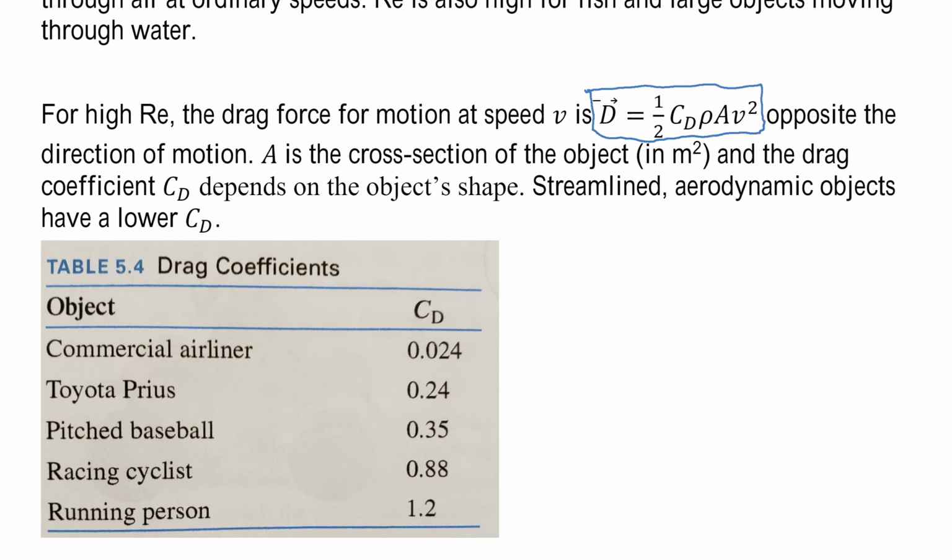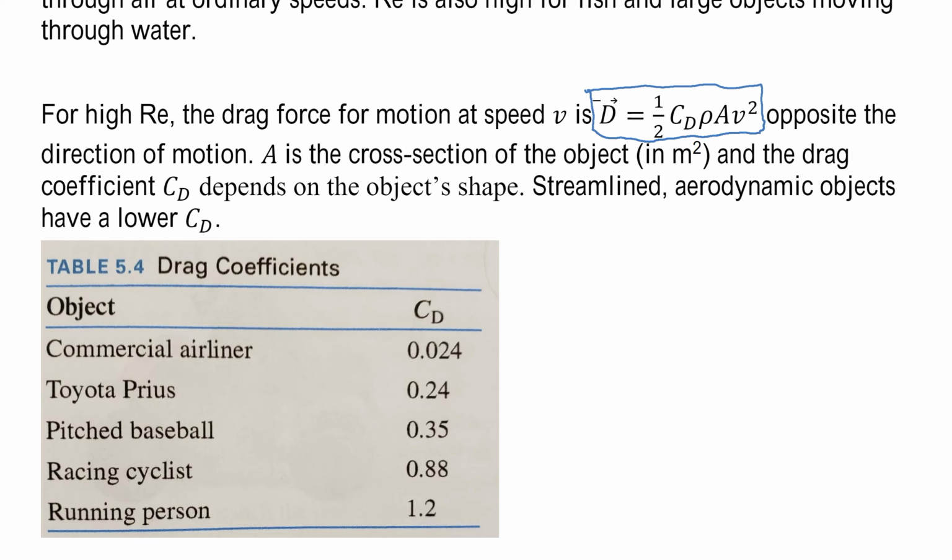Pitched baseball, drag coefficient of 0.35. It should be pretty streamlined. It's a sphere after all. A racing cyclist tries to minimize their drag coefficient. If they can get their drag coefficient as low as possible, then they will be faster because they're not pushing as hard through the air. A running person has a drag coefficient of 1.2. They are basically a standing bar trying to push through air. If they can streamline themselves, then they will be faster. If they can't streamline themselves, then they won't be.